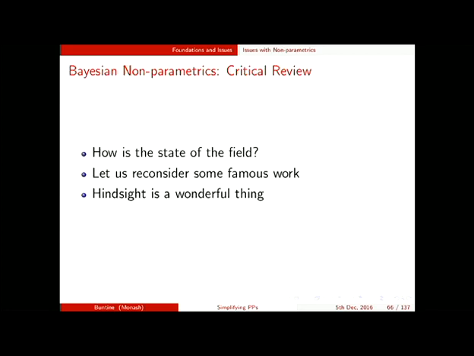So now to start with the rant. Where are we in this field? I'm going to look at some of the famous work in history. And just be aware, hindsight's wonderful. I'm working with hindsight, right? So I'm going to be criticising some work, but, you know, all due respect to my better colleagues.